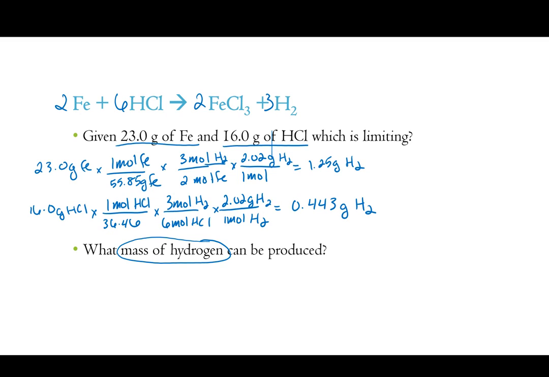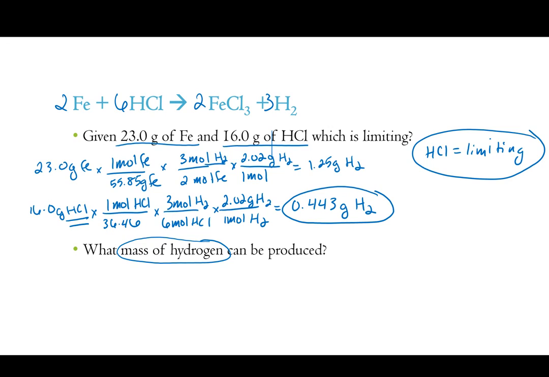grams of hydrogen. So just like when I run out of sauce, I can't make any more pizza. That limited how much pizza I could make. I made the smallest amount of pizza I could make. I made 3 pizzas. Same thing here. This is the smaller amount of product, which means the hydrochloric acid, the thing that made that smaller amount of product, is my limiting reactant. When I run out of hydrochloric acid, I can't make any more hydrogen. So this reaction stops when I make 0.443 grams of hydrogen.